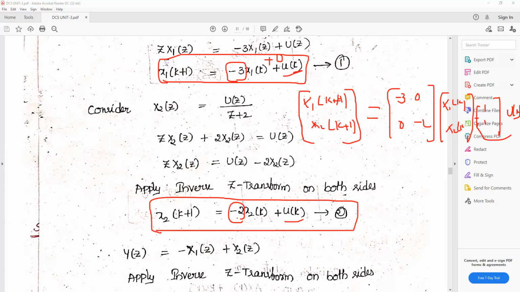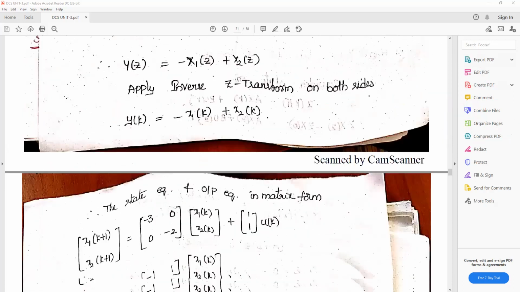What is the formula of state equation? X dash is equal to AX plus BU. So this is X dash, this is the A matrix, this is the B matrix. X dash is equal to AX plus BU. Clear all of you? So construct the state model in the canonical form.